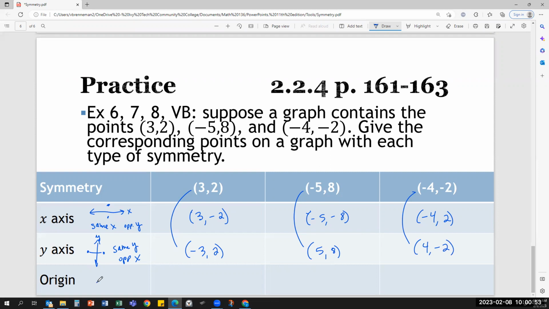And then origin is going to be both opposite. So if we have the (3, 2), we also need (-3, -2). (-5, 8), we got to have (5, -8). And (-4, -2), then we also need (4, 2). So that's symmetry.